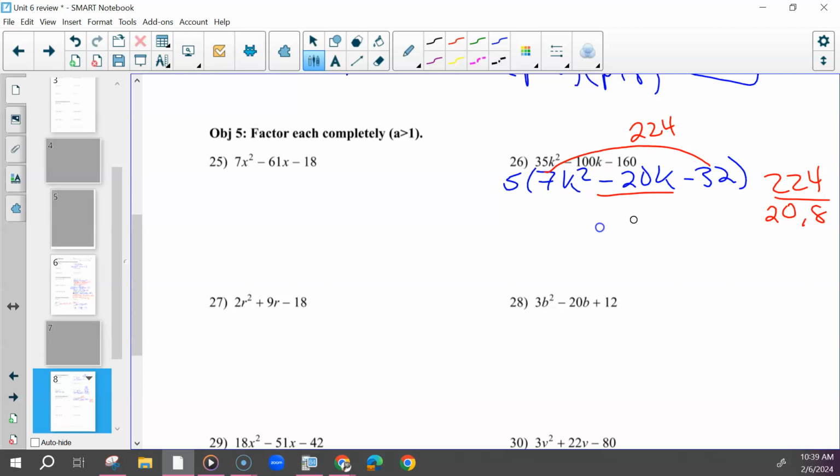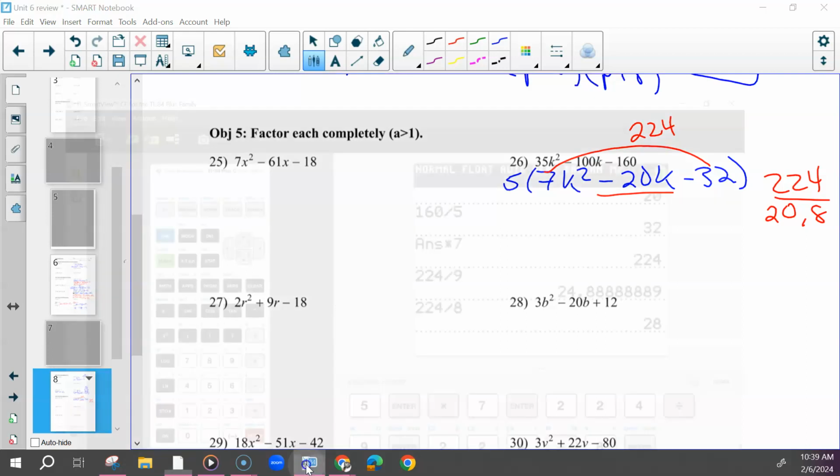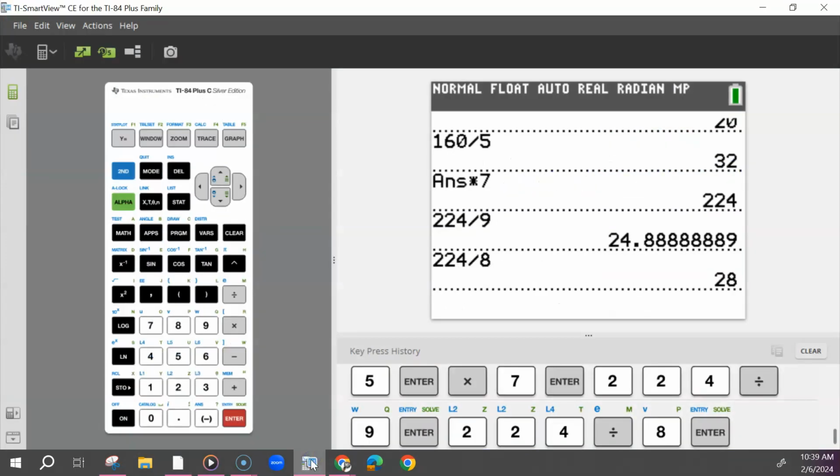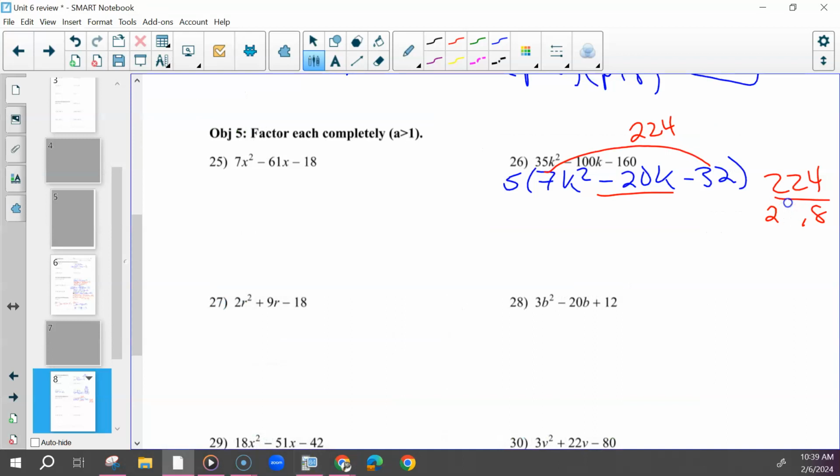How could I make this negative 20? Would 28 plus 8 make that? Negative 28 plus 8. Okay. So then we rewrite. Keep bringing down your GCF. Leave the first and the last.